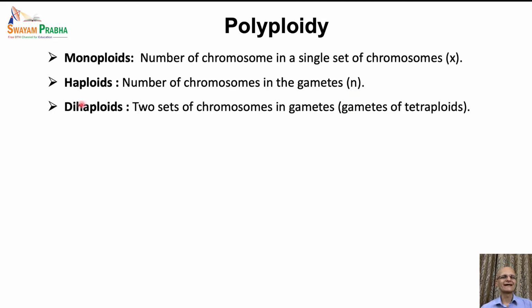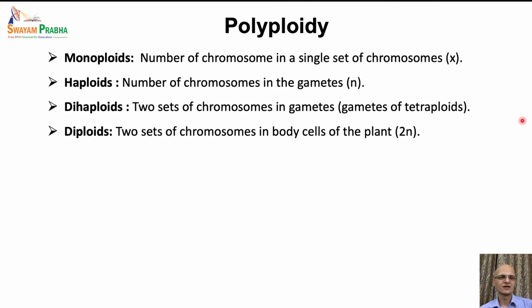Then the next term is the dihaploids. Now this term is associated with the gametes, and the gametes having two sets of the chromosomes are called the dihaploid gametes. And usually the gametes formed by the tetraploid individuals would have two basic sets of the chromosomes, and so the gametes of the tetraploid would have a dihaploid ploidy level, and they will be called dihaploids.